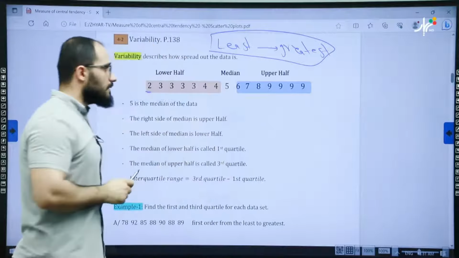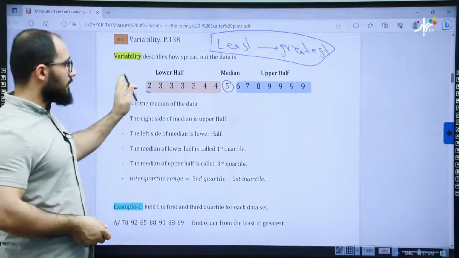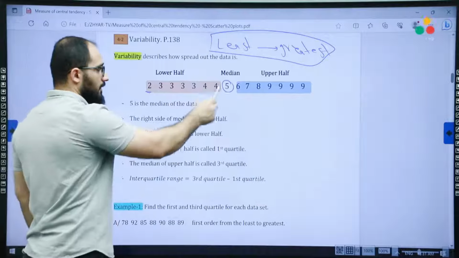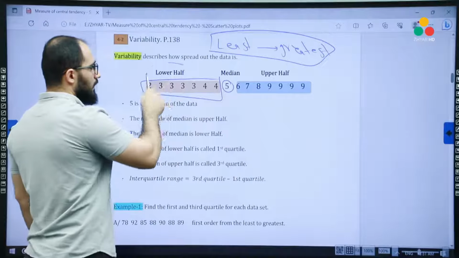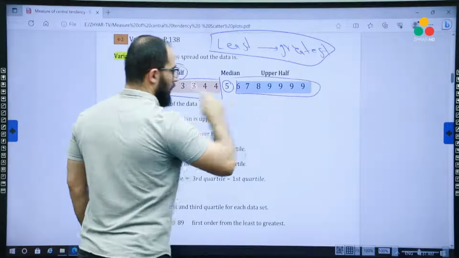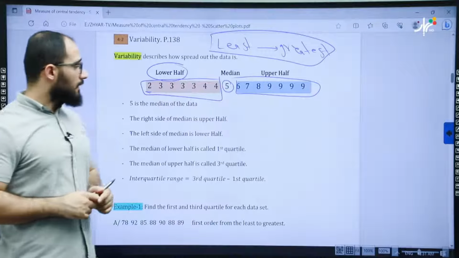Then we have some vocabulary we have to know. First, we have the median. In each data set, the median is the center of the data. Then we have the left side of the median, which we call the lower half, the orange part here, and the right side, which we call the upper half.